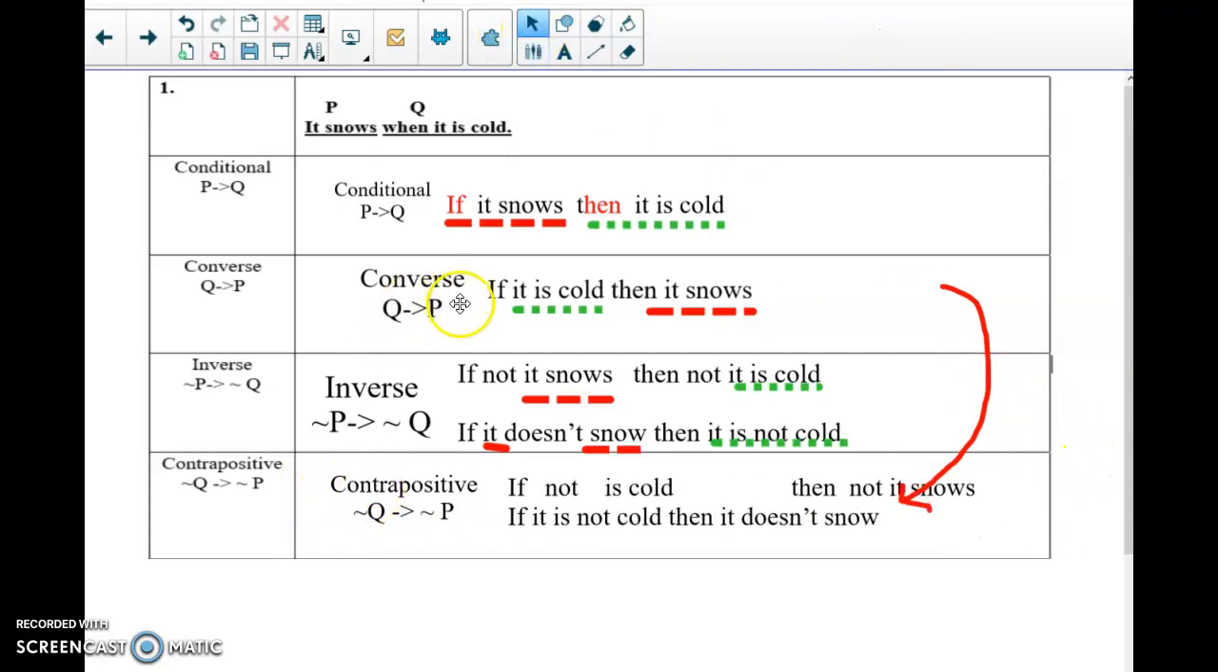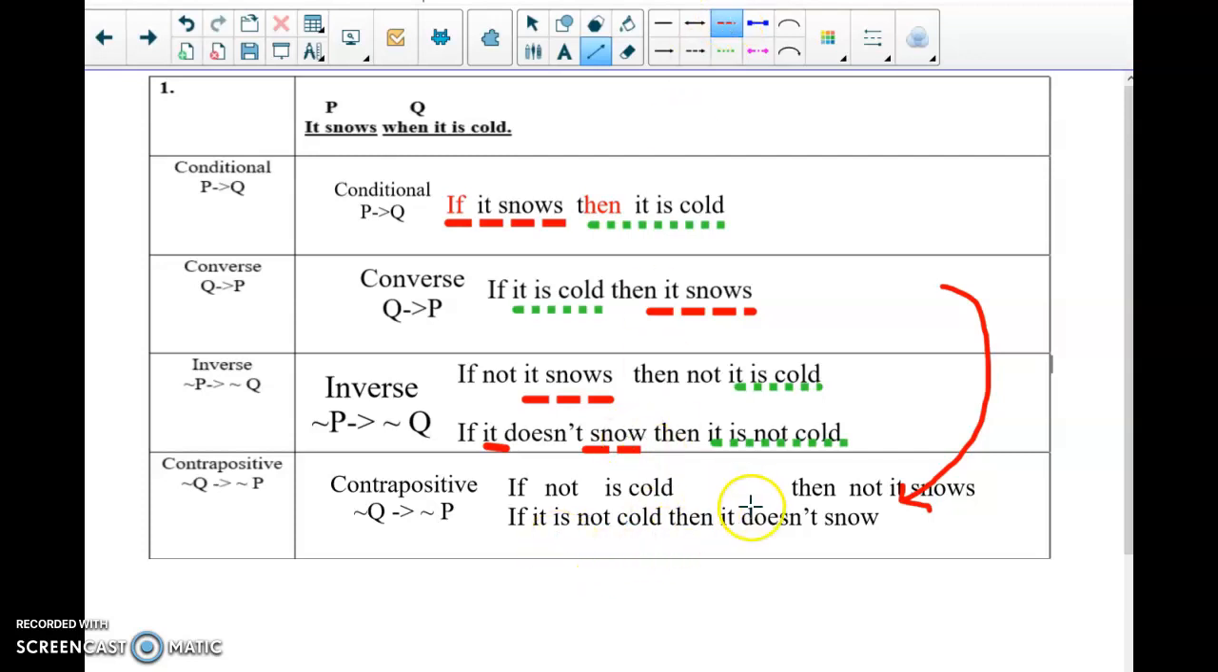Contrapositive. We're coming back up here to the converse. If not cold, then not snows. And I need to make that make sense. If it is not cold, then it doesn't snow. So just say it in words that make sense.